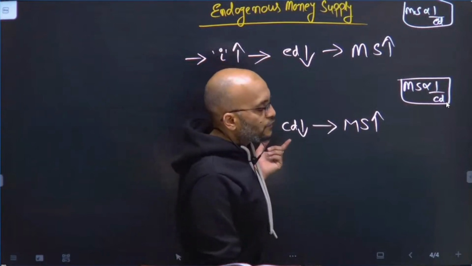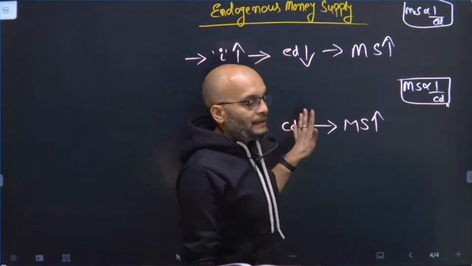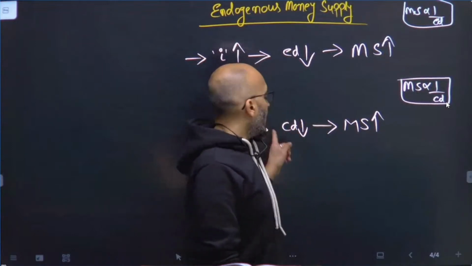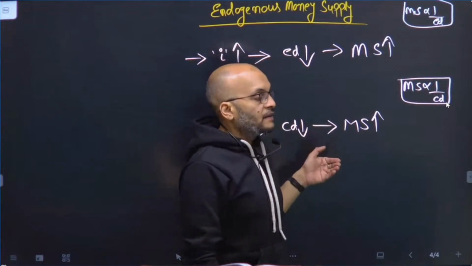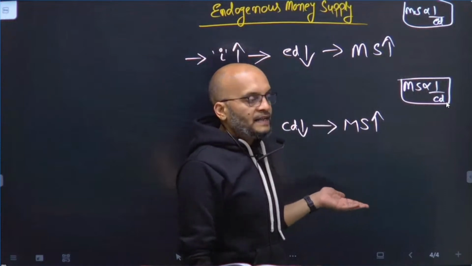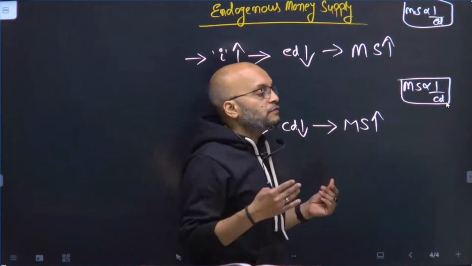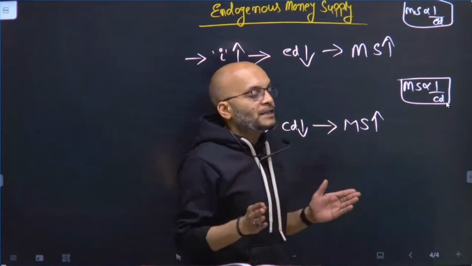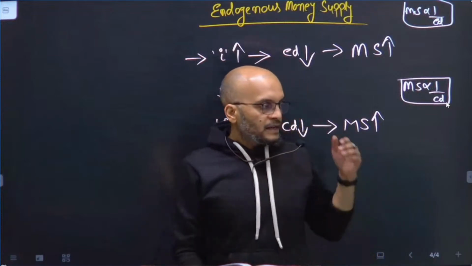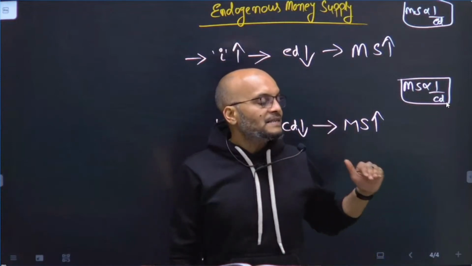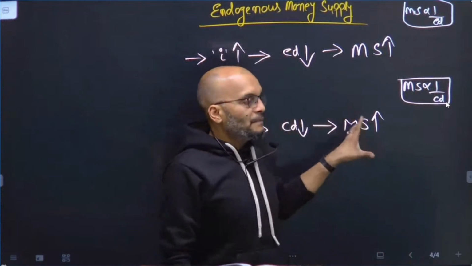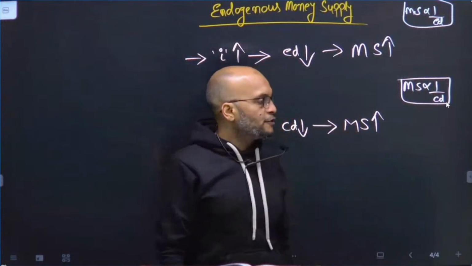So, if interest rate is increasing, then which interest rate? When I am talking about CD, I am talking about the interest that customers will get when they deposit their money in the bank. If that interest is increasing, customers will be inclined to deposit more and more of their money with the banks. They will keep lesser currency with them. So CD will decrease, that means MS will increase. Is it clear to you all?